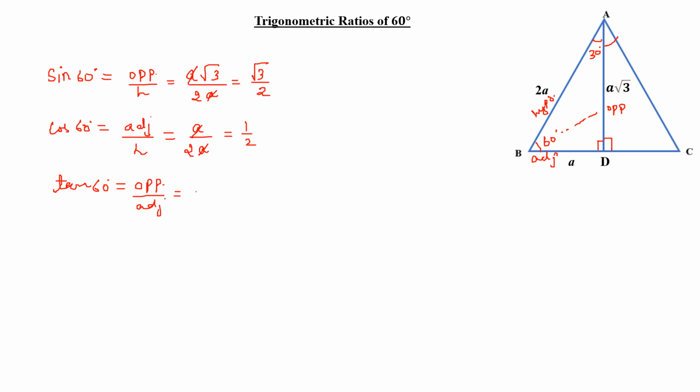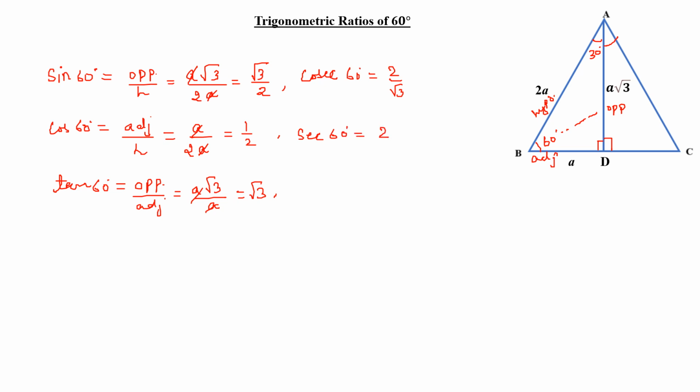So it will be A root 3 by A. So it is root 3. And once you get the value of sine, cos and tan, you will get the value of cosec, sec and cot also. So cosec 60 degree will be the reciprocal of sine 60. So it will be 2 by root 3. Same way sec 60 degree will be reciprocal of cos 60 degree, which is 2 by 1.